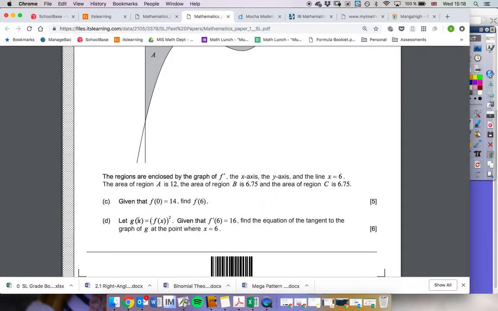Okay, part D, we're letting function g equal f of x all squared. So what I notice here is that function g is a composite function. And when I think of composite functions in calculus, I'm thinking of the chain rule. Given that f prime of 6 is 16, find the equation of the tangent to the graph of g at the point where x equals 6. If we want the equation of a tangent, we need to have the slope of the tangent and a point that it goes through. So if I want to find the slope of the tangent, I need to find g prime of x at x equals 6.